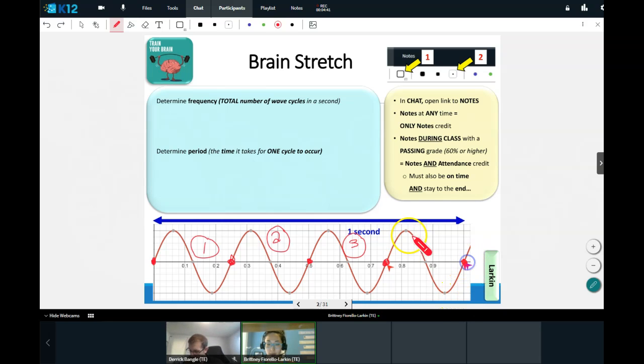Perfect. So remind me in the chat, what's our units here? If we have 4 waves, what's going to be our final frequency? 4 waves in 1 second, what's our final frequency?